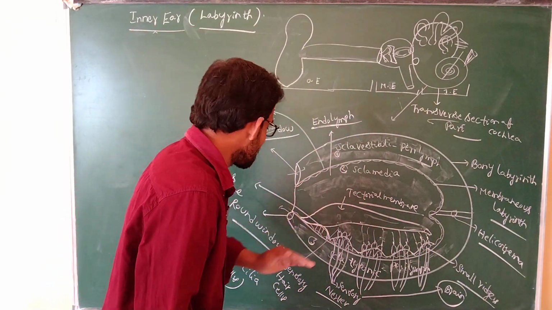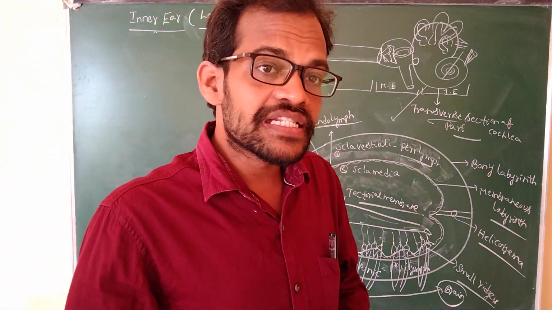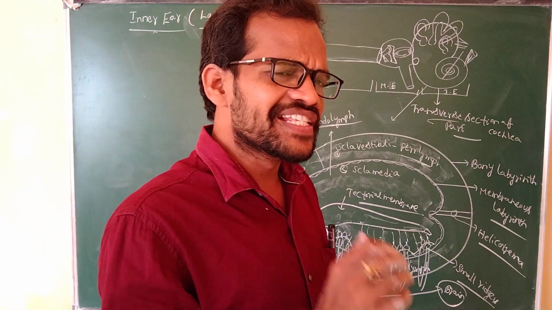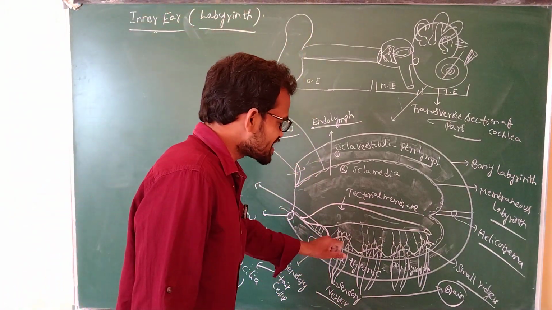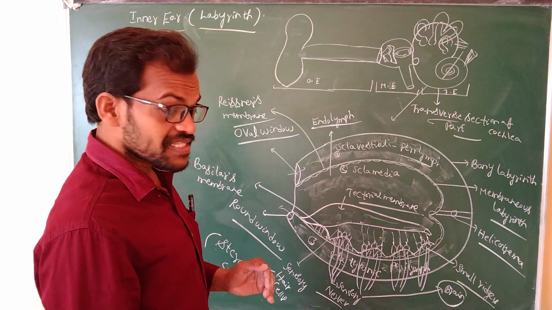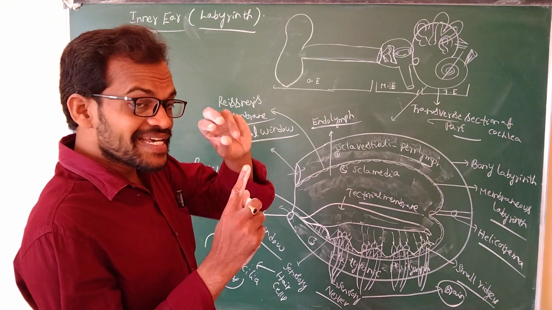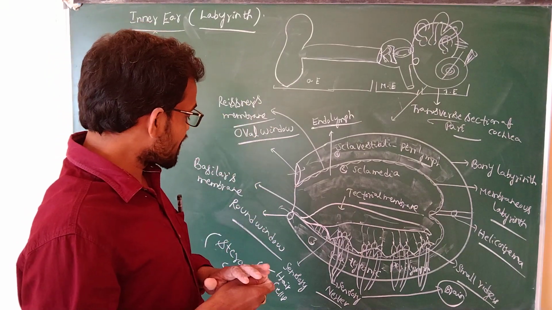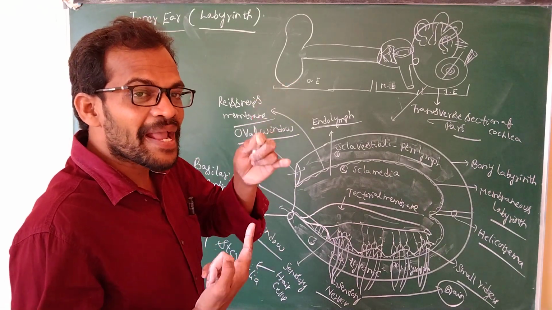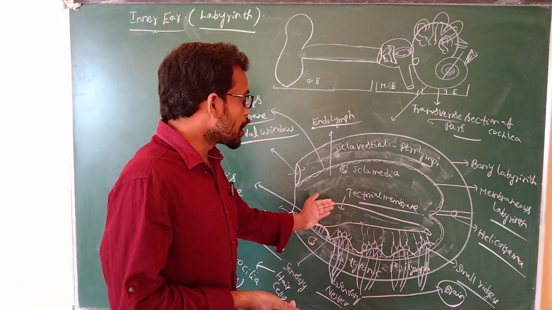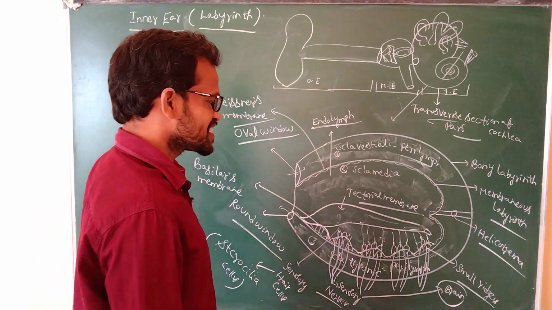The base of the scala media consists of the basilar membrane. The basilar membrane consists of small ridges, and the ridges consist of sensory cells. The superior surface of the sensory cells contains sensory hair cells, called stereocilia. These stereocilia are embedded in the tectorial membrane. Coming to the third part, it is known as the scala tympani.